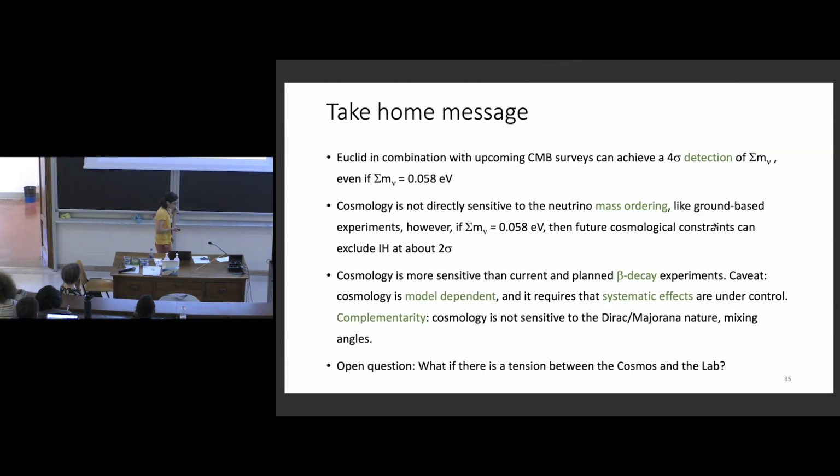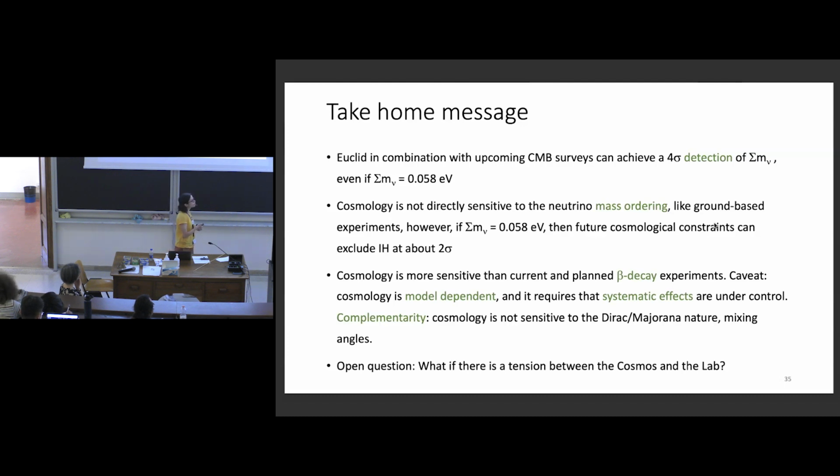On top of that, we have to keep in mind that all these cosmological results are model dependent, and we have a lot of systematic effects and theoretical uncertainties that we have to keep under control. So the complementarity with ground-based experiments is key in order to obtain a robust detection of a non-zero neutrino mass.